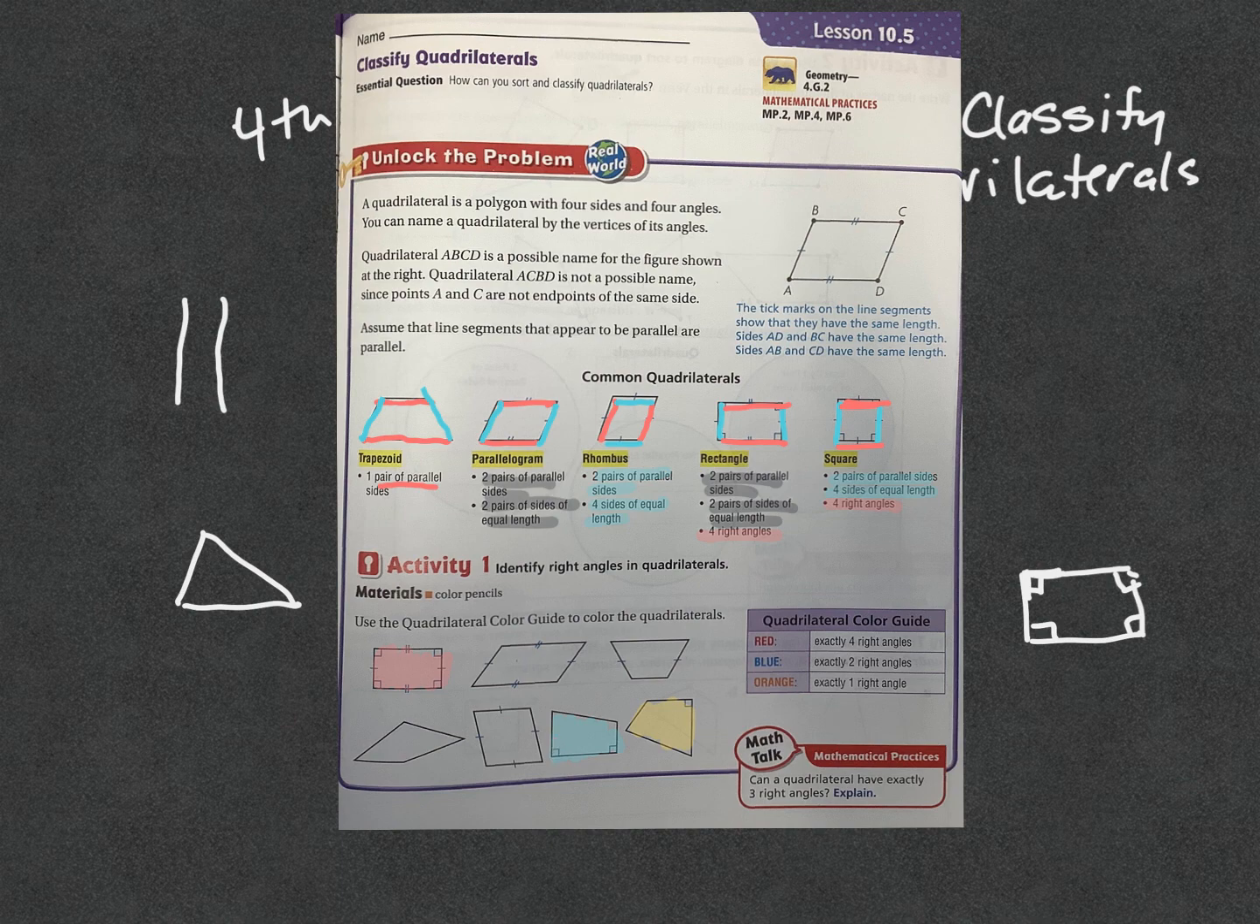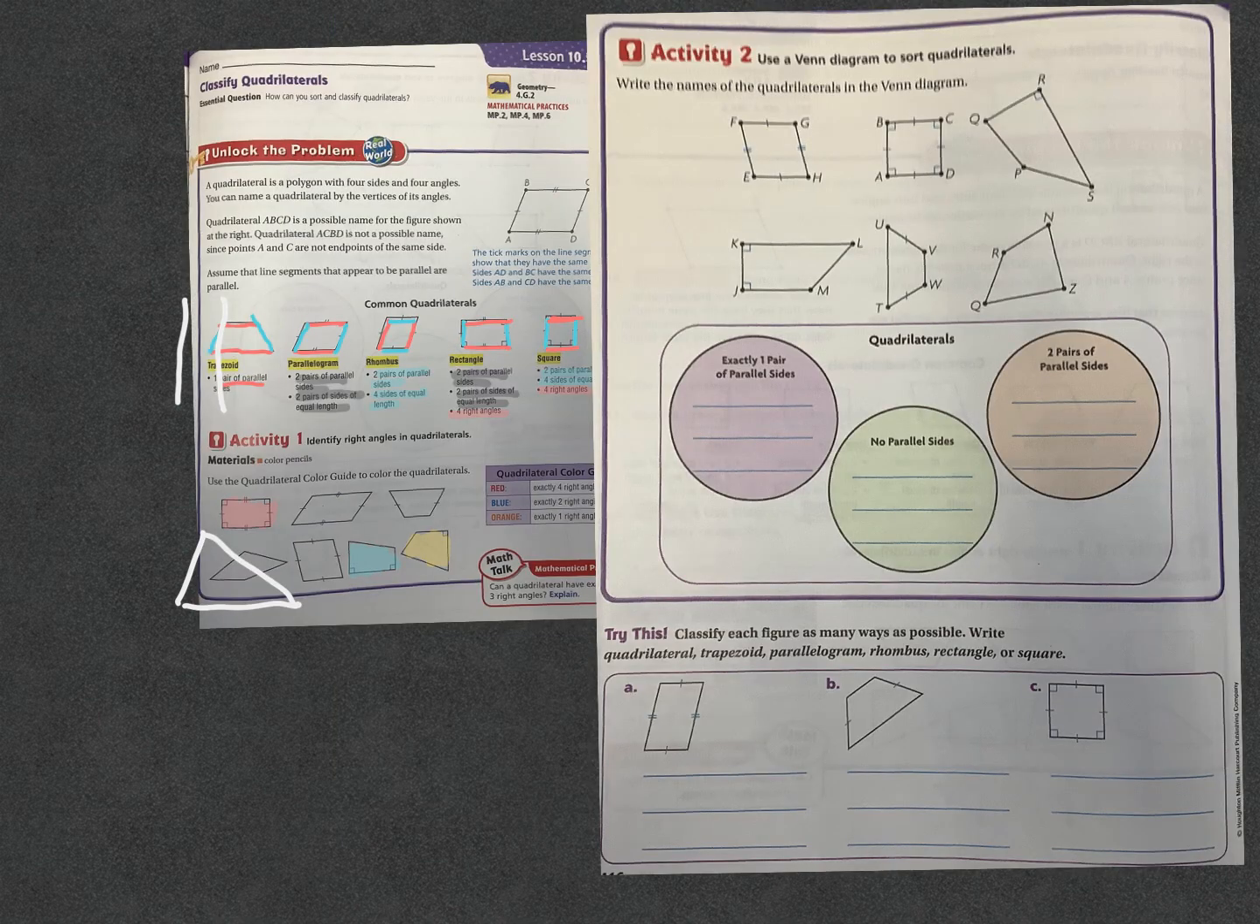We have parallel, parallel, not parallel. So only 1 set of parallel sides. So the only thing it could be is a trapezoid. Everything else required 2 pairs of parallel sides. I have not parallel there, not parallel there. I don't even know what I'm going to call that. It doesn't fall under any of these common quadrilaterals. So let's look at this next page.